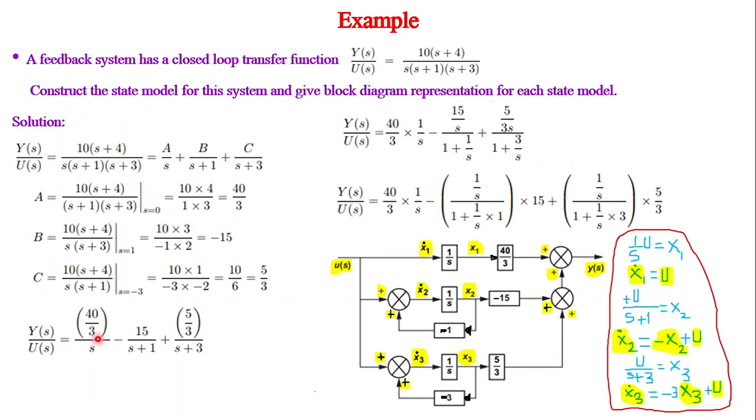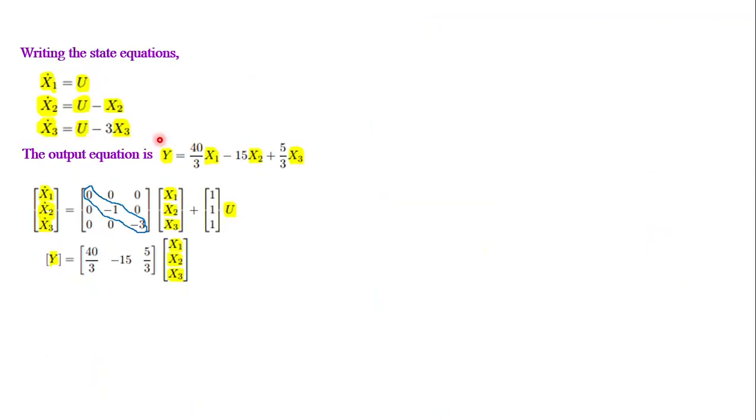So here 40 by 3 into 1 by s, u of s by s, is written as x1. So 40 by 3 x1 minus 15 x2 plus 5 by 3 x3 is your y. Yes, 40 by 3 x1 minus 15 x2 plus 5 by 3 x3.